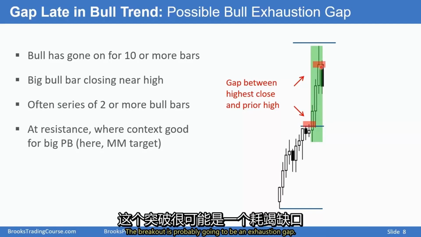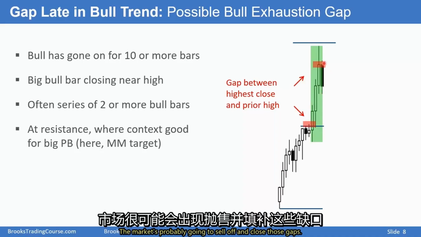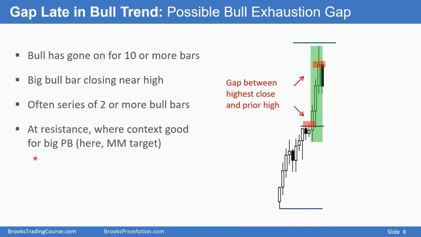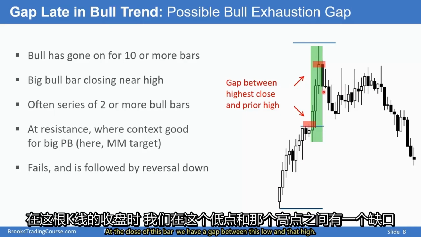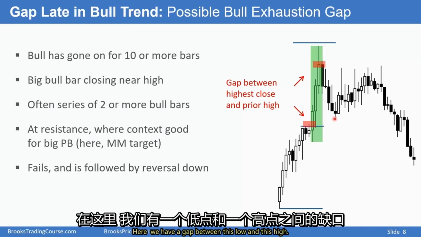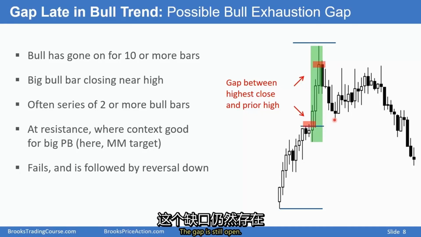The breakout is probably going to be an exhaustion gap. The gaps will probably close. The market's probably going to sell off and close those gaps. At the close of this bar, we have a gap between this low and that high. Here, we have a gap between this low and this high. The gap is still open.